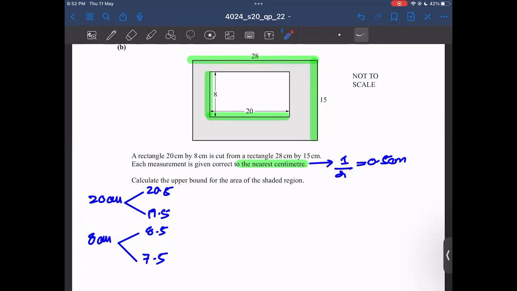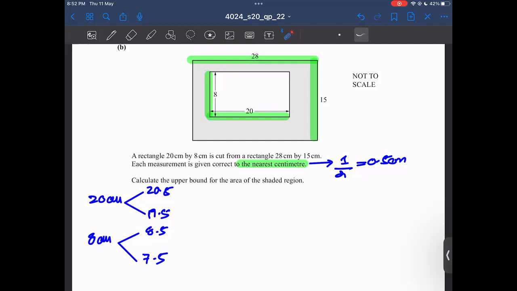And then I subtract 0.5 in 8, I got 7.5 as the lower bound of the 8. Since they have not asked you to find every upper bound and lower bound, I'm just calculating it for you just for practice purposes.